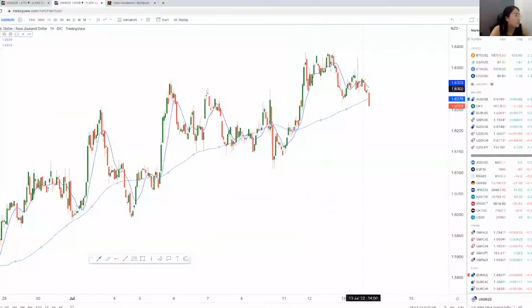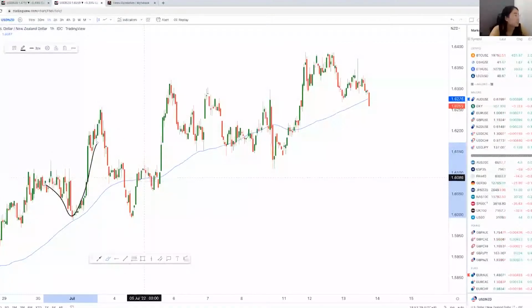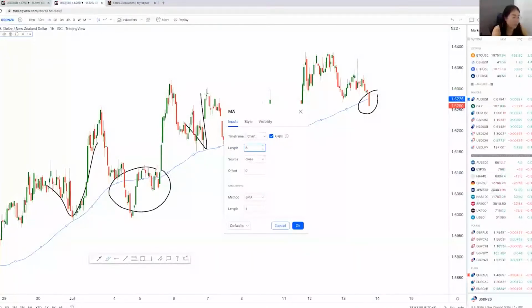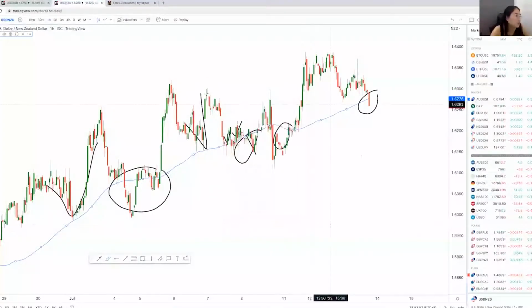Okay, let's get rid of everything else. Trying to show you, okay, here price respected the 80. This part didn't respect, this part it respected, this part respected, it respected, didn't respect here, didn't respect here. Now it's not respecting. It just means 80 is not the correct setting for NZD USD. Okay, that means we need to tweak it again until we find a better one.